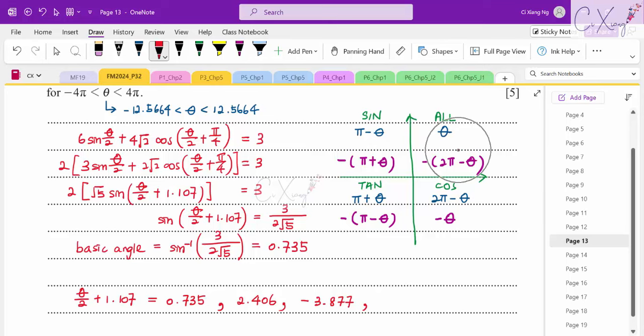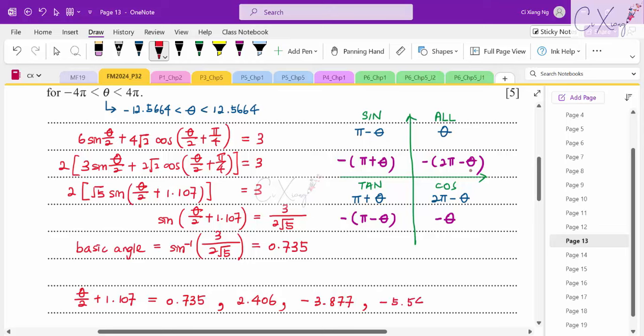Then we go to this last quadrant here. For this particular quadrant, you can see that the sign is also positive, so I want the answer from this part. To get the answer from this part, it is 2 pi minus the basic angle. If you simplify using the calculator, this is what you have: negative 5.548. So I have gone through the positive angle once, and I have also gone through the negative angle once. One round.